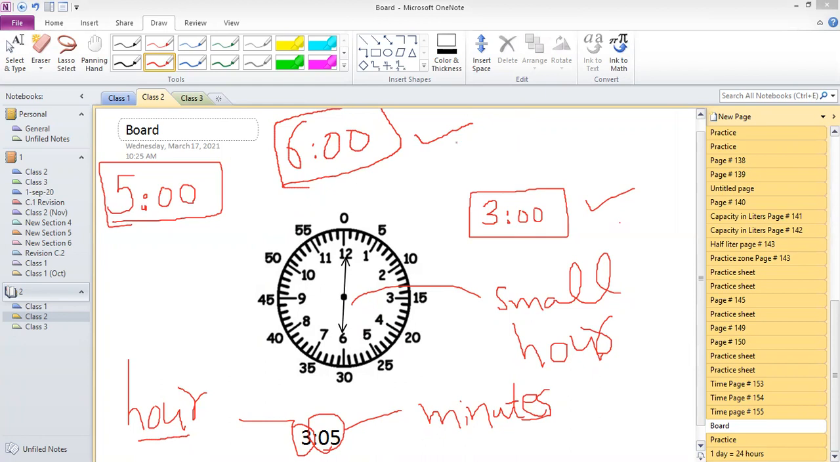All right, guys. So this is clear now that to tell the time, you have to check the two hands, the small hand and the long hand. The small hand will tell you the number of the hour and the long hand will tell you the minute. One more thing we discussed in the last class, guys.